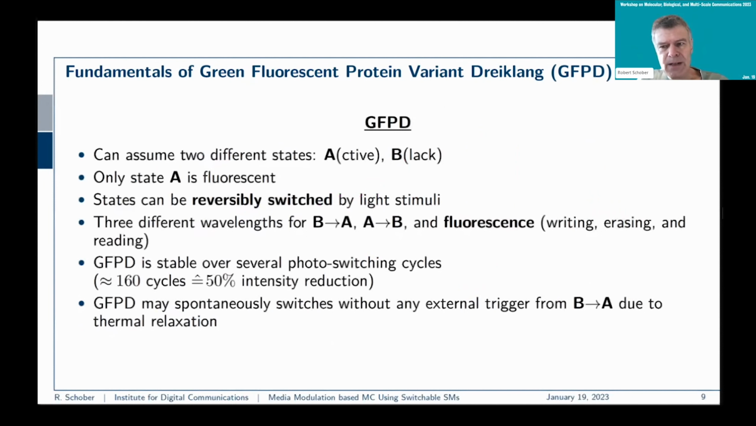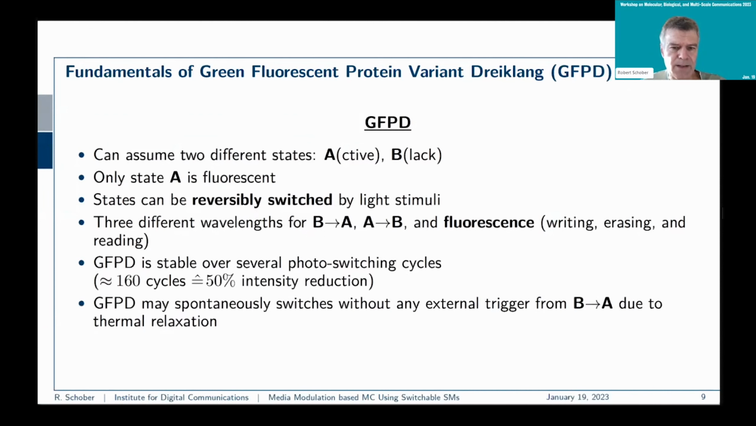The second example that I want to present here is this green fluorescent protein variant Dreiklang. Dreiklang is a German name, as this was actually invented by German chemists. And this can also assume two states, an A state and a B state. The A state is the active state, the fluorescent state. And the B state is non-fluorescent.